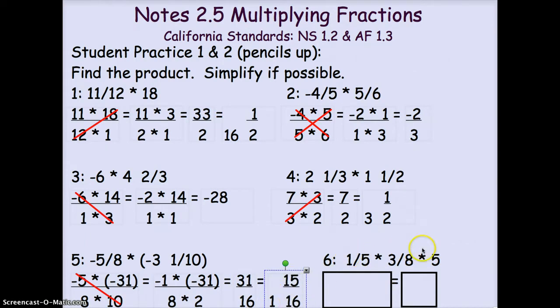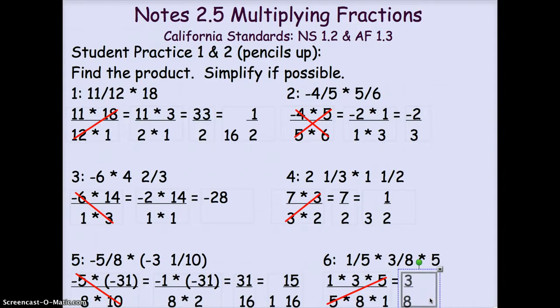Number 6, multiply my numerators, 1, 3, and 5. Denominators, 5 and 8. Notice I can cross-cancel my 5s. I can also cross-cancel these 1s. You really don't need to, because the 1s aren't important in multiplication because they're not going to do anything. So if you didn't write them, that would be fine as well, as long as it's only multiplication that you're working with. So all that's left is the 3 and the 8.